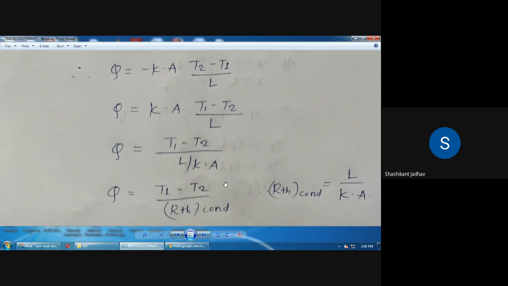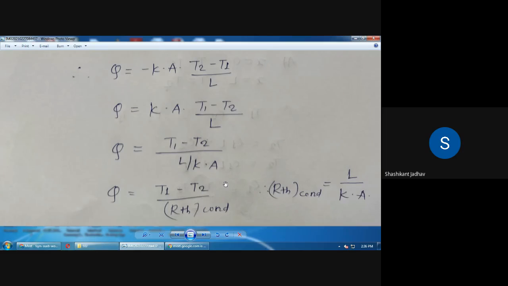प्लेन वॉल साठी थर्मल रेजिस्टन्स काय असणार आहे? Sometimes they are asking to find out the thermal resistance for the conduction for the plane wall. So what is the equation for that? How to calculate that thermal resistance for the conduction for the plane wall? That is R thermal conduction is equal to L by K, L divided by K into A. So by using that equation we have to find out the thermal resistance for the conduction.